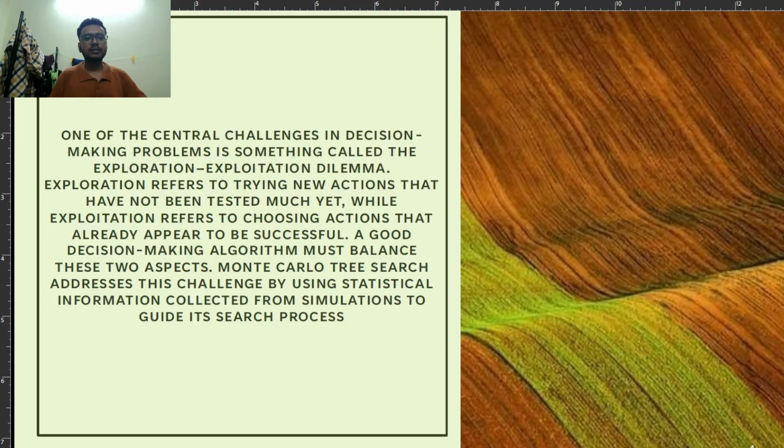So, what is the central challenge that MCTS solves? The main dilemma it solves is the exploration-exploitation problem. Exploration refers to trying new actions that have not been tested much yet, while exploitation refers to choosing those actions that already appear to be successful. A good decision-making algorithm must balance these two aspects, and Monte Carlo tree search does this by using statistical information collected from simulations to guide its search process.